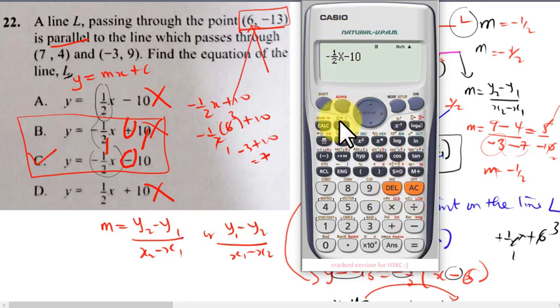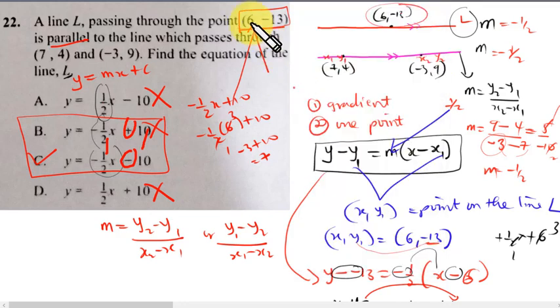So we will press on calc again, and this time around 6 is still there, so we press on the equal sign, and here we should get negative 13 if indeed the C is the correct option. So you press on it, and of course we get negative 13. So that means that the point 6, negative 13 indeed lies on this equation of the line. So the correct answer is still C. So that is how you can also use the calculator.